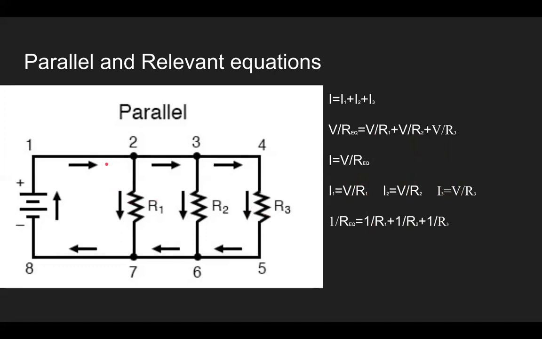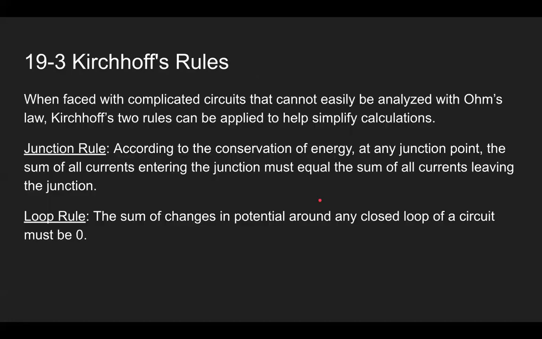So if there were just 2 loops for this, you would do 1 over the resistance of one loop, plus 1 over the resistance of the second loop. You would find the common denominator, and then flip them to get the equivalent resistance. Flip them and then add them together: equivalent resistance. Okay, and that is that.